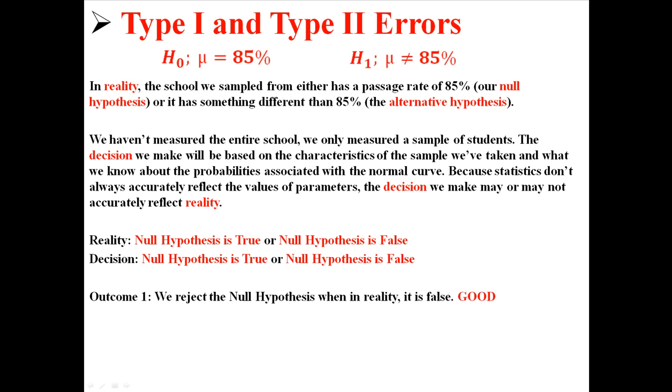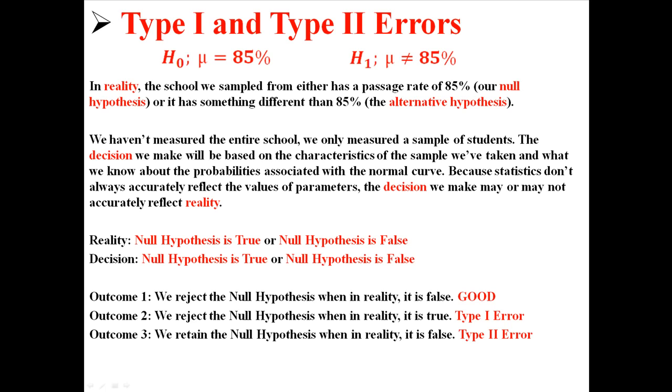Outcome one is that we reject the null hypothesis when in reality it is false. So what that's saying is that we reject the null hypothesis when we're supposed to. That's good. Outcome number two is that we reject the null hypothesis when in reality it is true. So what we're saying is, we're saying the null hypothesis is false when actually in real life it was true. That means we made a mistake, and that mistake is called a type 1 error.